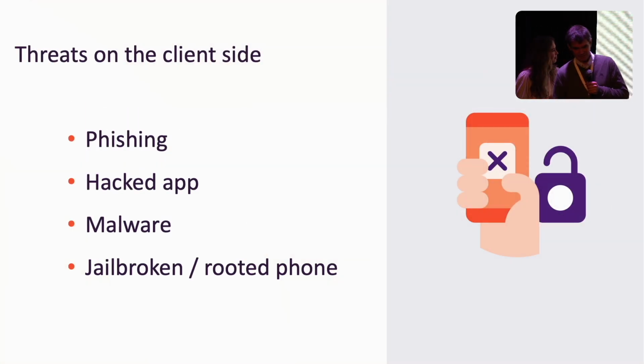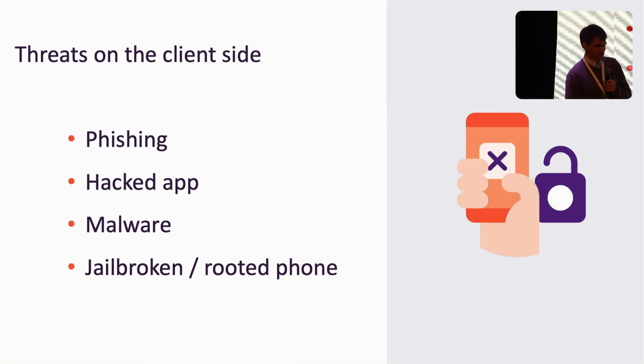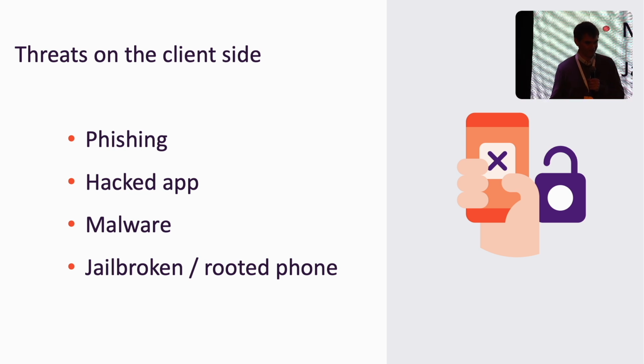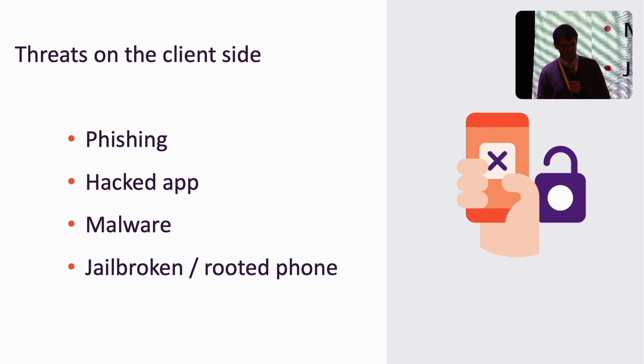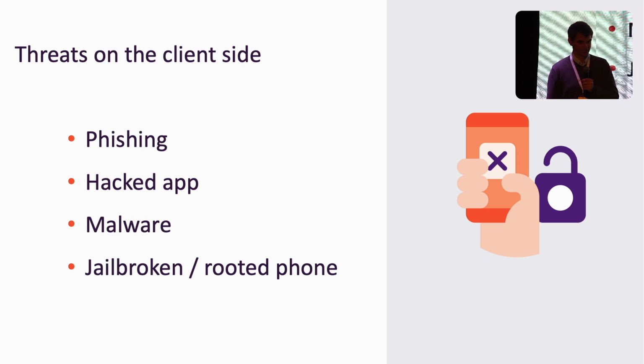And there are different kinds of threats on the client side, of course. The most common is low tech. It's social engineering, it's phishing. But it's also possible to hack the app, of course, and modify it. You can have malware installed on the phone that presents overlays that look like Vipps screens, for instance, or do key logging or other kinds of logging. And you could have a jailbroken phone or a rooted phone, and it can have operating system modifications that can steal your data.